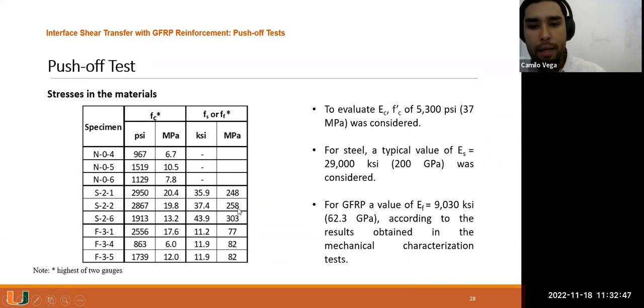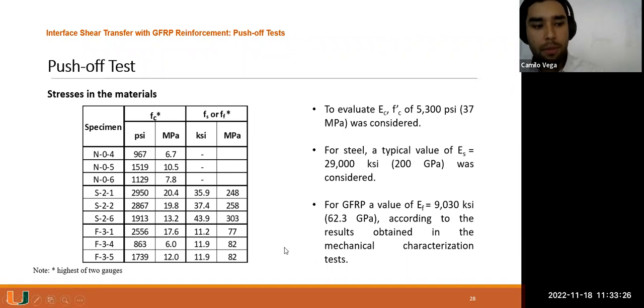Okay, finally, I want to talk about the stresses in the materials. So this table shows the stress level in the reinforcement at maximum load. To evaluate the modulus of elasticity of the concrete, a value of 5,300 PSI was considered, according to the 28-day average result of the individual cylinders tested in the lab. For steel, a typical value of 29,000 PSI was considered, and for GFRP, a value of around 9,000 PSI, according to the results obtained in the mechanical characterization test.